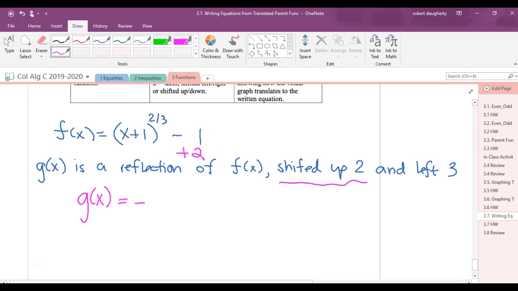Okay? How do I shift something to the left 3? What do I normally do? Left 3 is what? Plus 3. Okay? So this is what needs to happen. Okay? So what does this one become? X plus 4 to the 2/3. And then what's 2 minus 1? Yeah, plus 1.